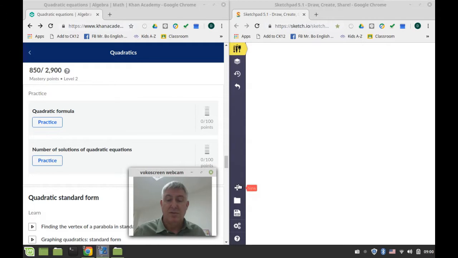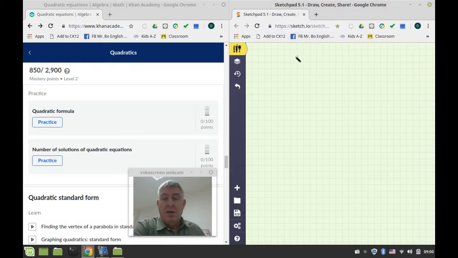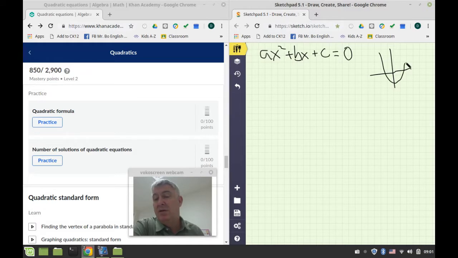Let me get a nice little graph paper up here. There we go. So the standard form is ax squared plus bx plus c, and a lot of times there are many good reasons for us to find out the zeros for this. So if we have a quadratic, these 2 points, they cross the x-axis.